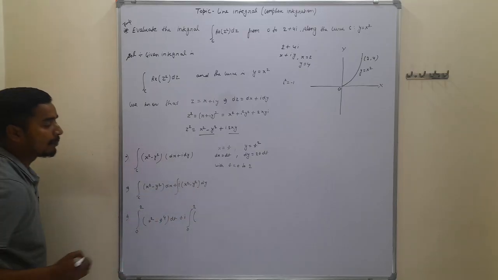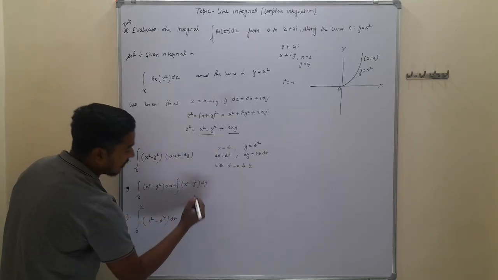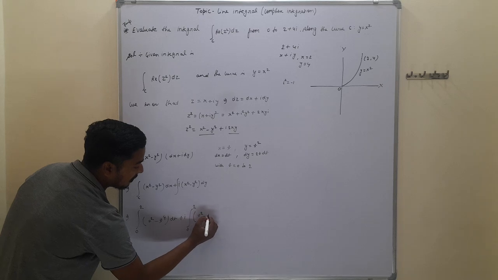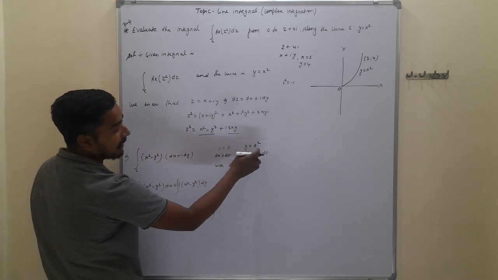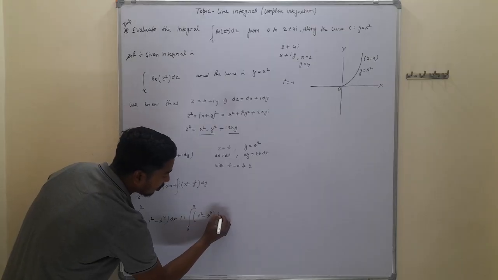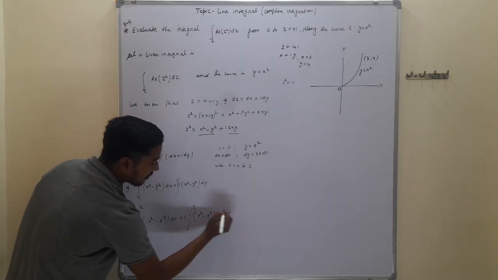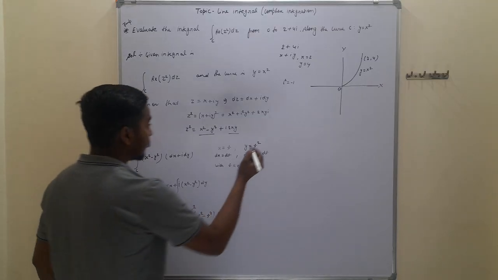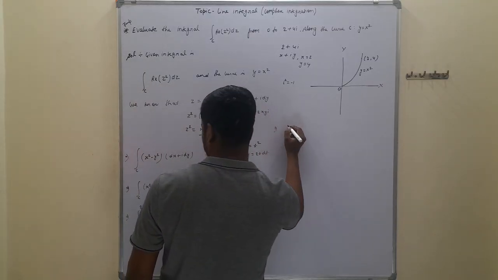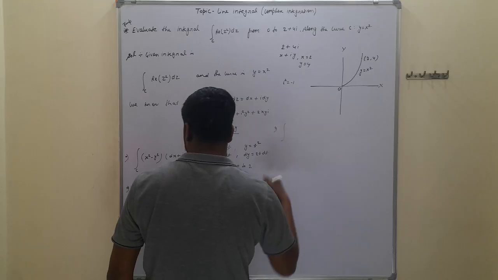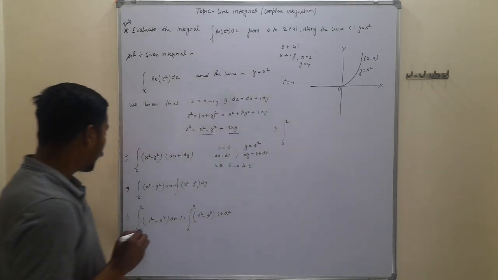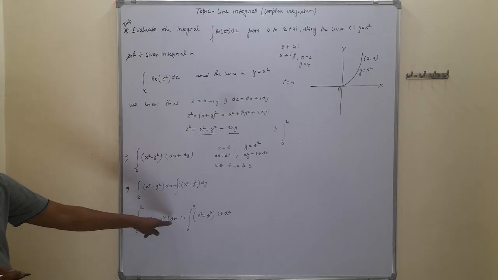We can also put, in place of x square, t square, and minus, in place of y square, t to the power of 4. In place of dy, we have to put 2t dt, and further we can solve the given integral. This is given by the integral from 0 to 2 of t square dt.